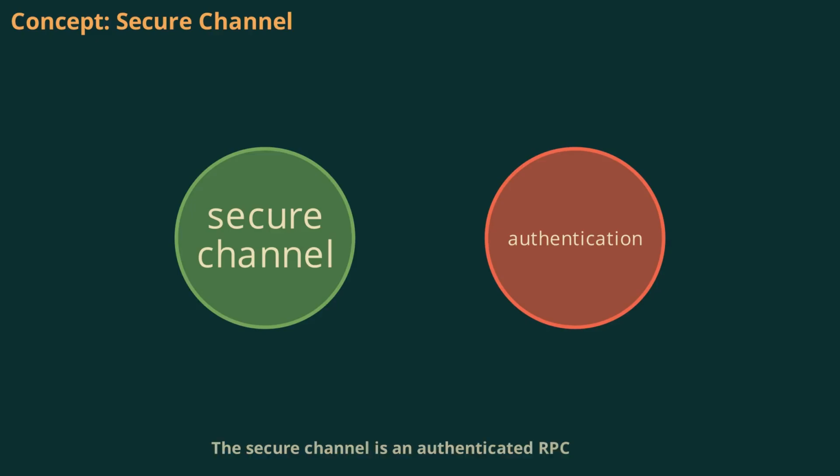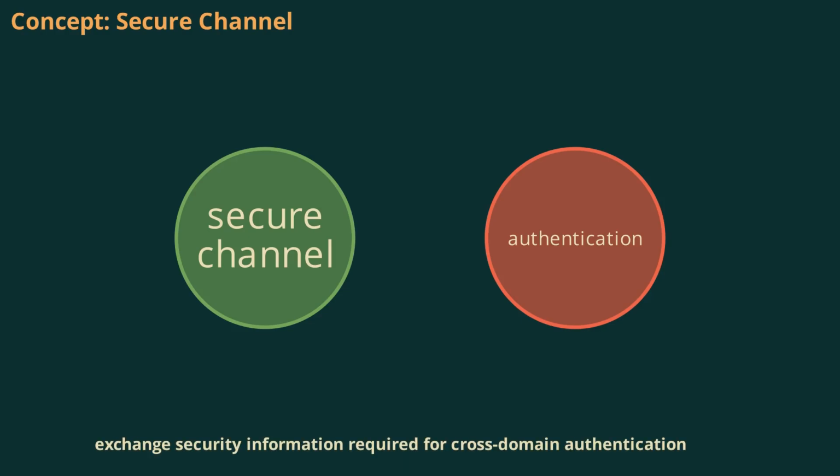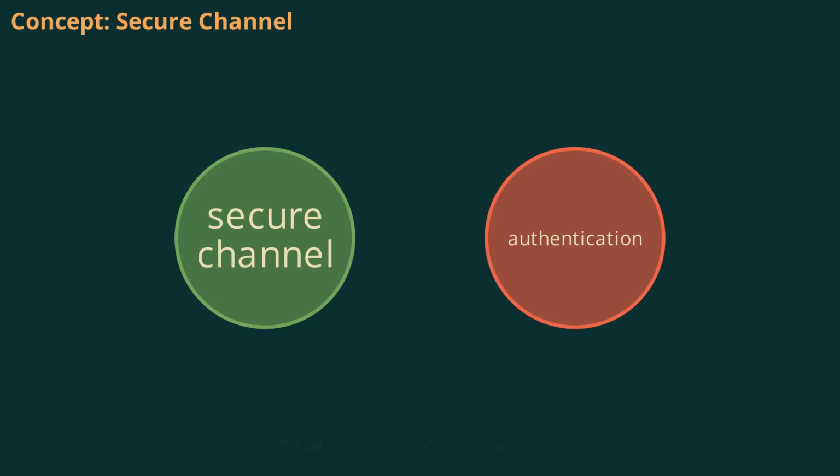The secure channel is an authenticated RPC connection established by the NetLogon service. It's used to verify trust paths and exchange security information required for cross-domain authentication. A healthy secure channel is essential for reliable replication between domains.